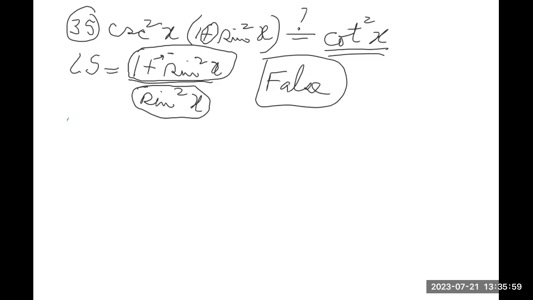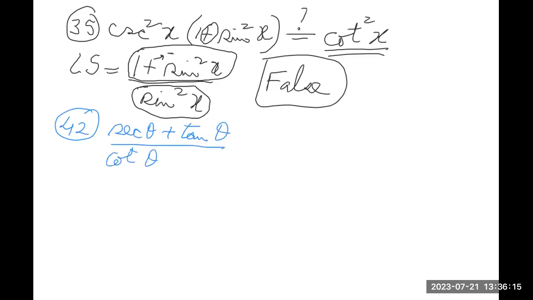One last problem is number 42. We have to show that secant theta plus tan theta over cotan theta plus cosine theta. We have to figure out if this is equal to secant squared theta or not. So let's start on the left side and convert everything to sine and cosine.